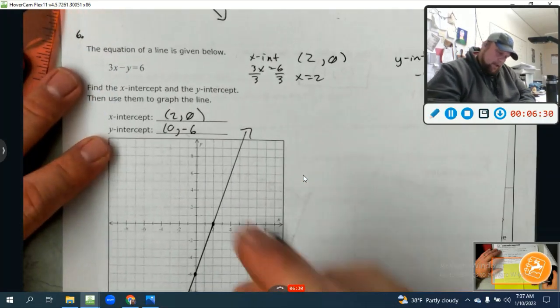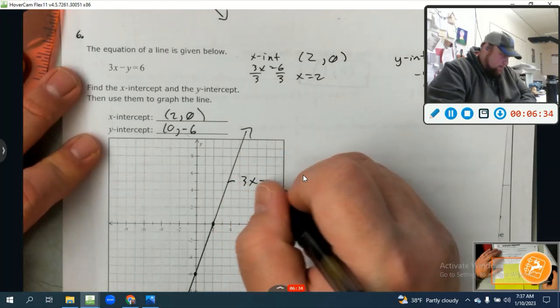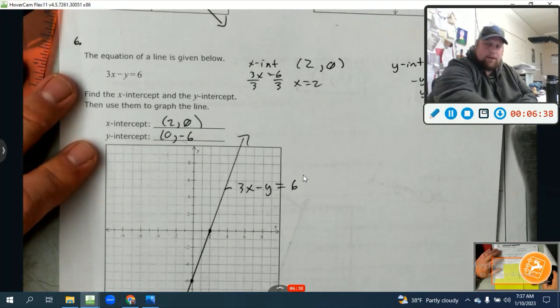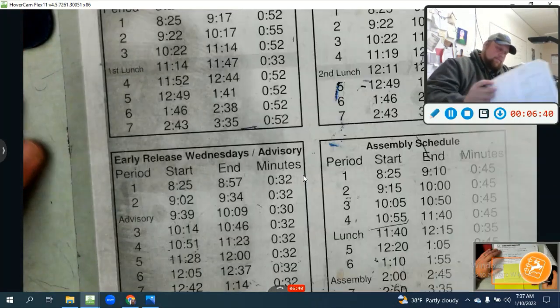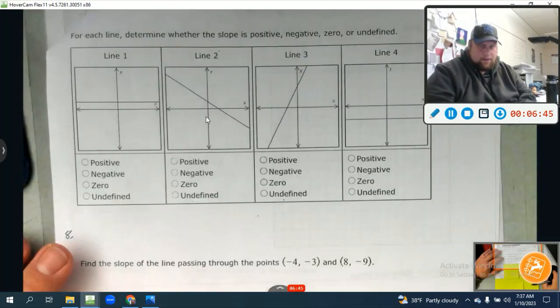See that? And this is a graph of 3x minus y equals 6. Boosh right there. Look at that. Good stuff. Okay. Let's talk about it.